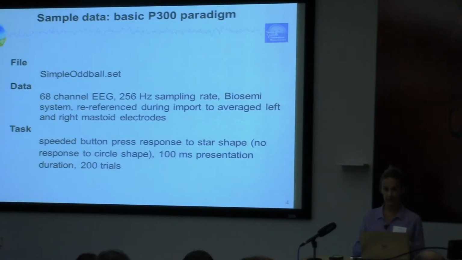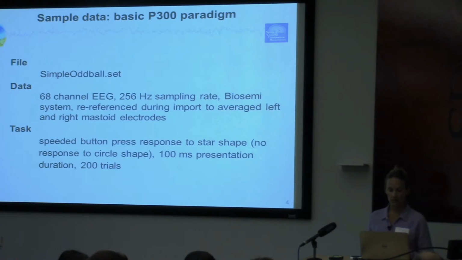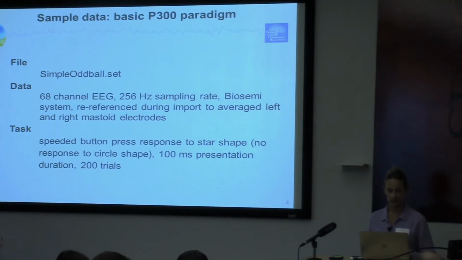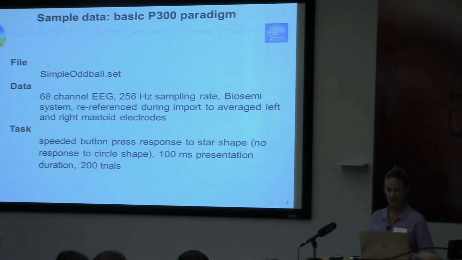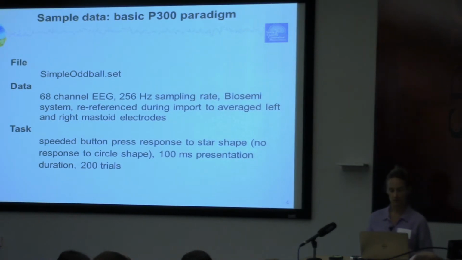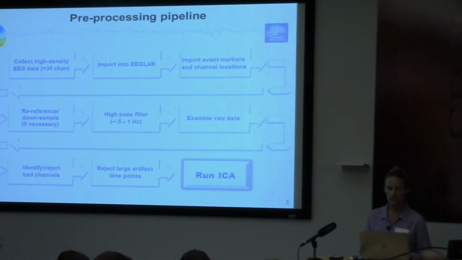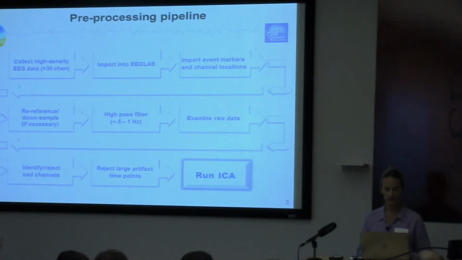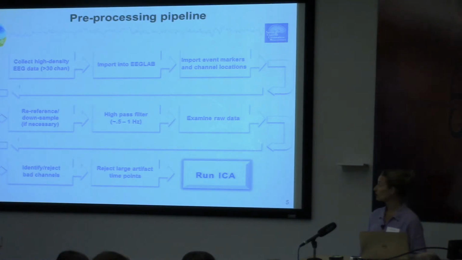So for this lecture, we have a sample data set called simple oddball.set, and this is a 68 channel, 256 sampling rate BioSemi recording. The data is already referenced, but we'll practice re-referencing if you'd like. And then the task was a speedy button press to a star shape, and you ignore the circles, and there's about 200 trials.